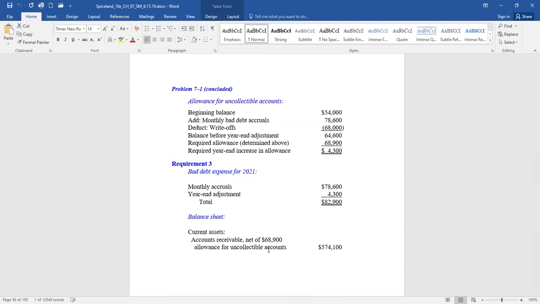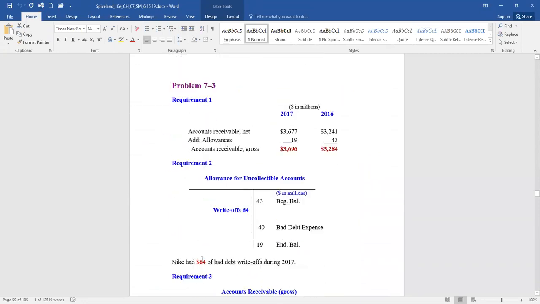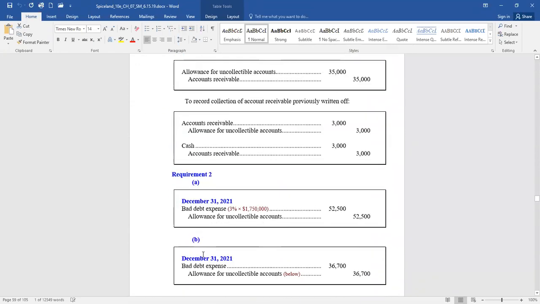Okay, so that was a great problem to review the allowance method for estimating bad debts. Now we're going to shift gears and go to problem 7-8, which is on page 392, which is about selling our accounts receivable.